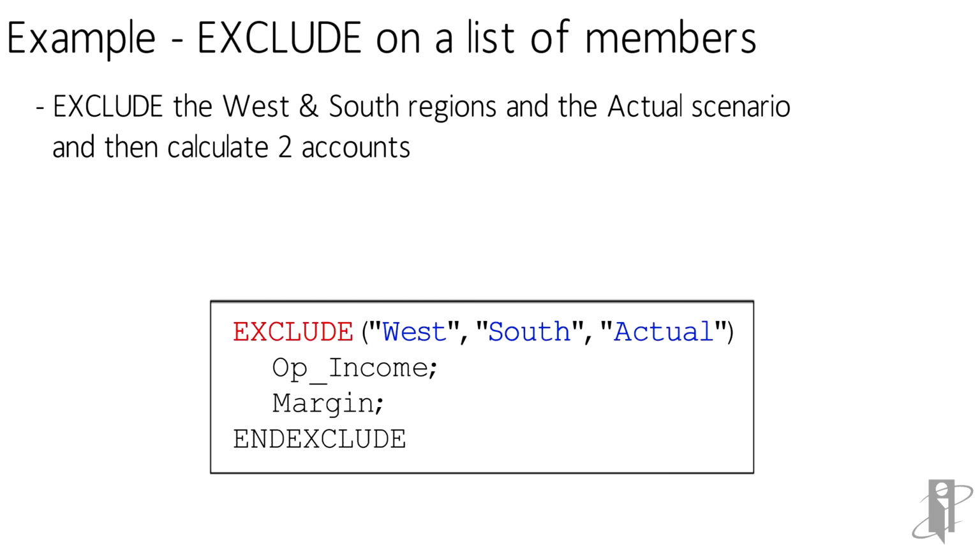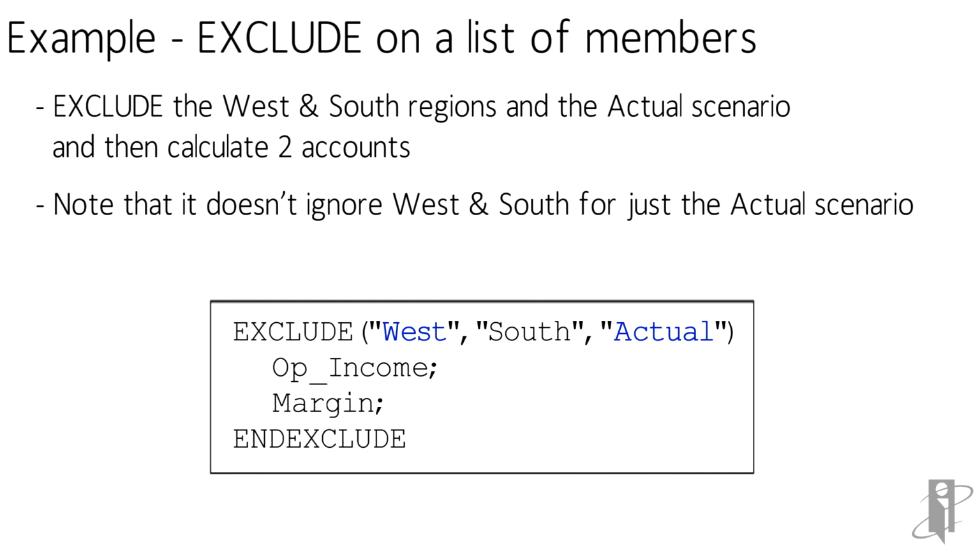Now the way a fix would work is it would limit my blocks to just West and South where they were equal to actual. But exclude works differently than a fix on members from different dimensions. An exclude on, to say it was West, actual, would ignore West for every scenario, and it would ignore Actual for every market. It doesn't exclude the specific combination of West and Actual.